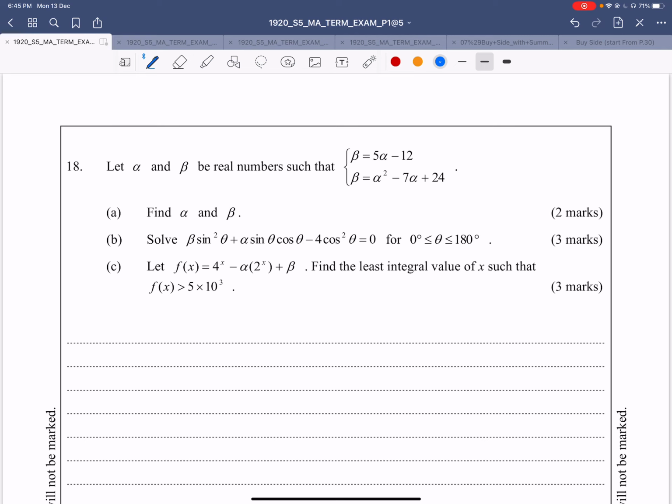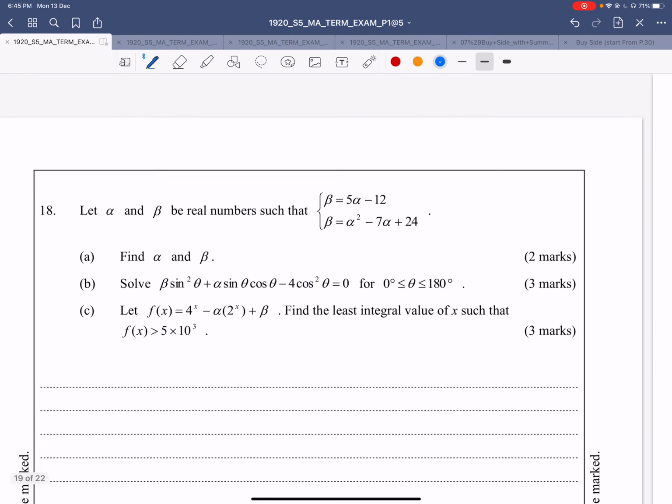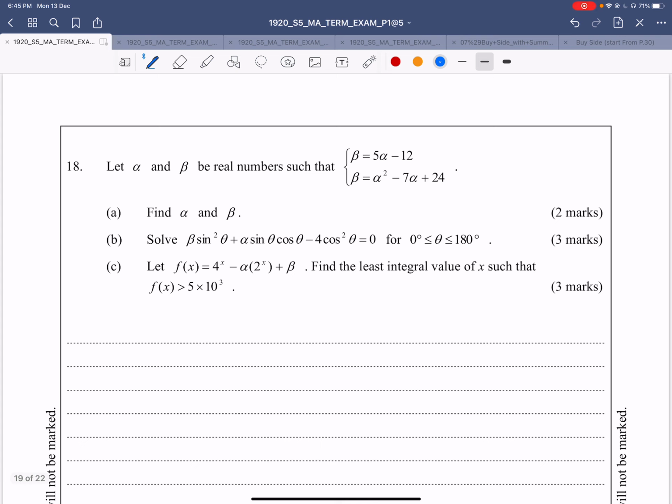All right, question 18 is about simultaneous equations you learned in S5 chapter 1 and some sine, cosine, basic trigonometry you learned in S4. So for the first part, we ignore the complicated trigonometric part first. Let's just solve for alpha and beta using the simultaneous equations you learned in chapter 1.